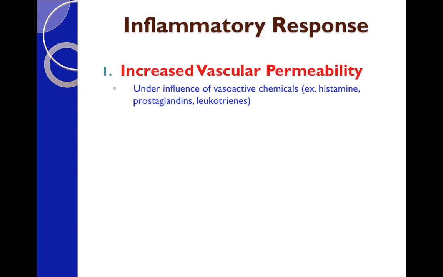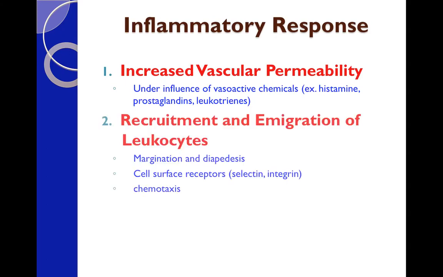Now, with the inflammatory response, one of the first things that happens, you want to get more blood to the area, so you get increased vascular permeability. Under what we call vasoactive chemicals, the blood vessels, the capillaries, become a lot more permeable, and this allows a lot of the immune cells to get into the site of injury and carry out their function.